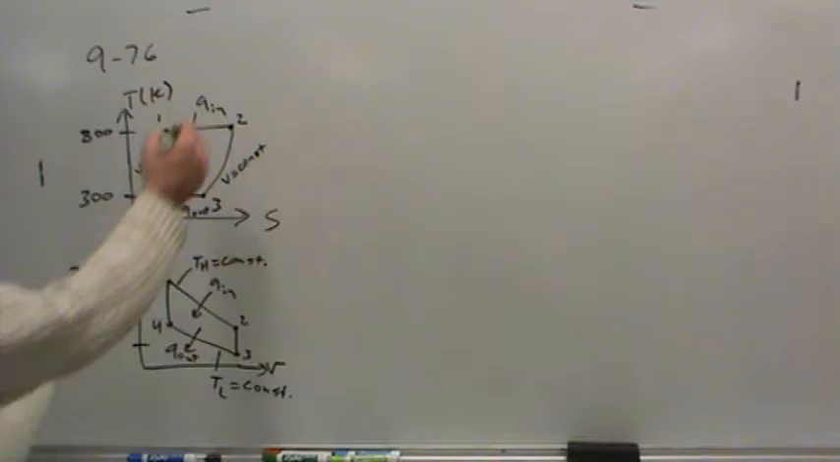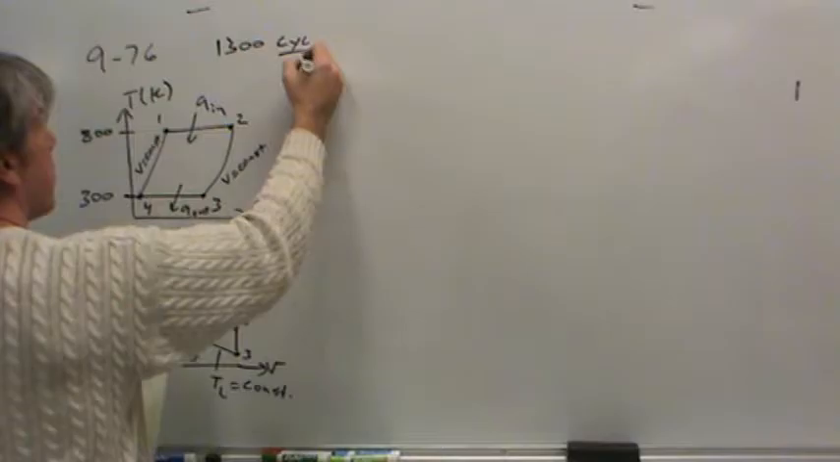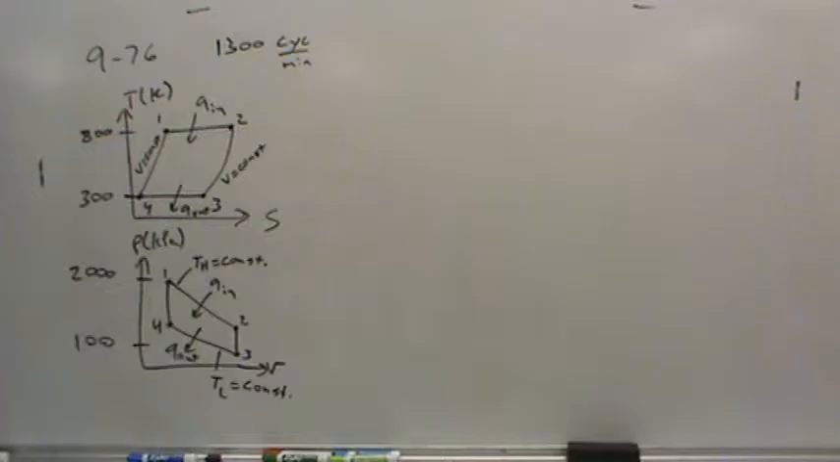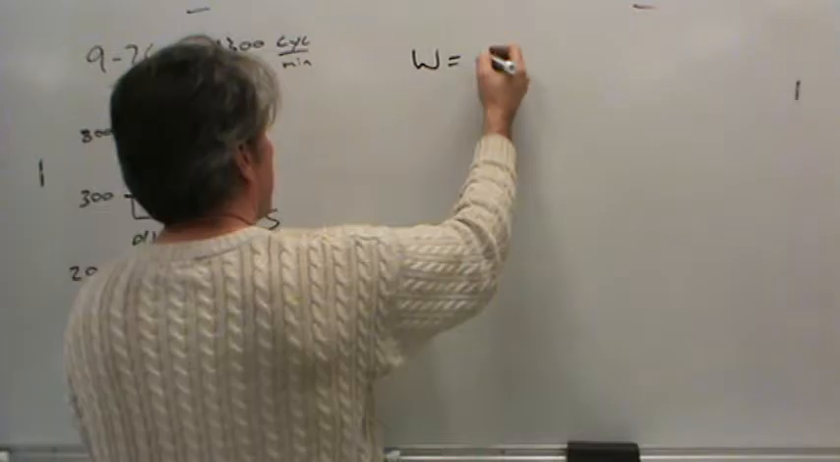Okay, so notice the temperatures at 1 and 2 are the same, at 3 and 4 are the same. Okay, we've also got 1,300 thermodynamic cycles per minute. So we're going to have 1,300 times however much work this cycle produces. Okay? All right, so let's go through this.